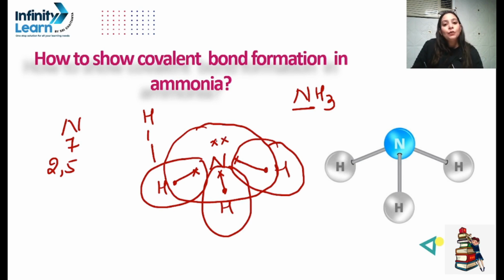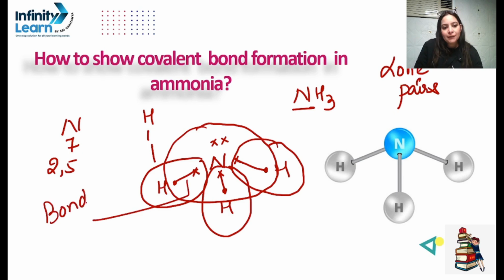And let me tell you, those electrons which don't participate in the bond formation are called lone pairs. What do we call them? We call them lone pairs. And the electrons which participate in the bond formation, we call them bond pairs. Okay? So it has got 3 bond pairs and 1 lone pair. So you can represent it like this, or even you can represent it with this kind of cloud. So I hope it is clear.